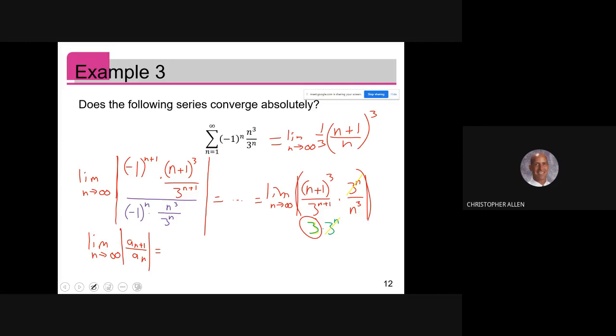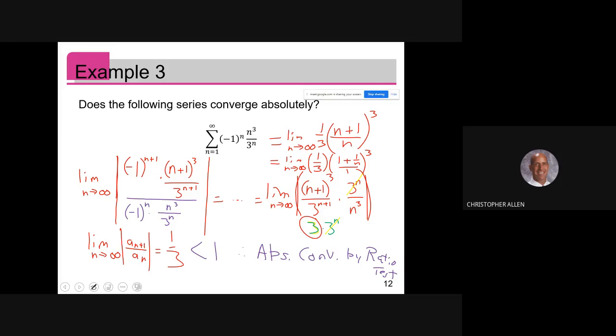Well, as n goes to infinity, what's n plus 1 over n? It's 1. Or again, here, I'll show one more step. We could say 1/3 times 1 plus 1 over n, all over 1, and now we're taking this to the third. As n goes to infinity, that's basically 1 plus 0 over 1. That's 1 to the third, which is 1. So this limit is 1/3. That's our limit. This is less than 1. Therefore, it is absolutely convergent by the ratio test.